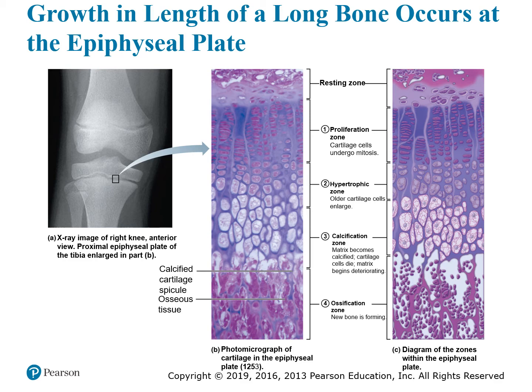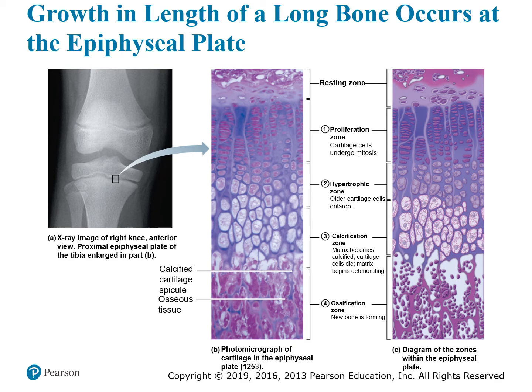Now, if you'll take a look on the very left, you have an X-ray image of the right knee. On the bottom, this is the zone that's actually being depicted. You've got the proximal epiphyseal plate of the tibia. This is enlarged. Now, the epiphyseal plate above it is on the femur, and because it's a distal plate, you'd have to flip these images upside down. So you would see the resting zone on the bottom and the ossification zone on the top, because the growth of the femur, in the distal epiphysis, is not in a proximal direction, it's in a distal direction.